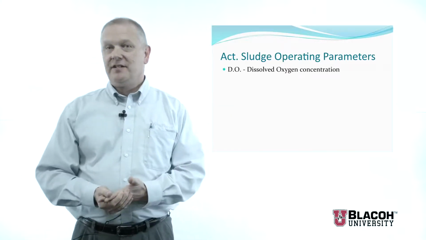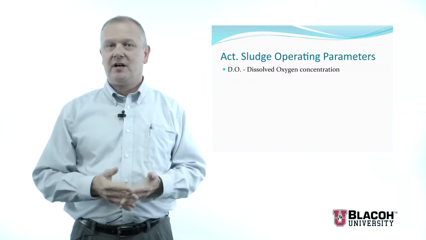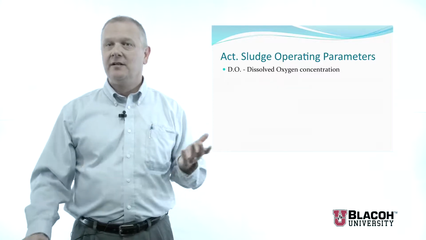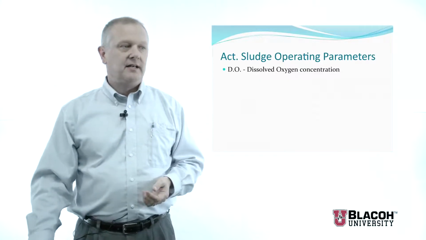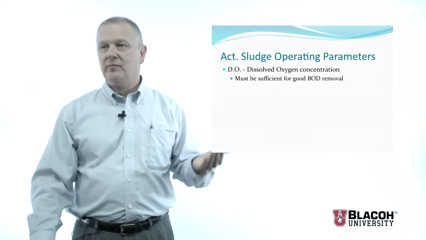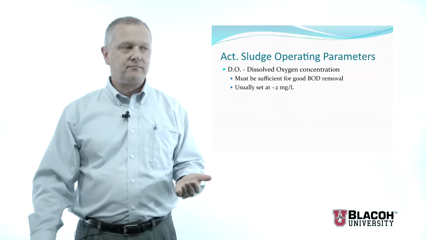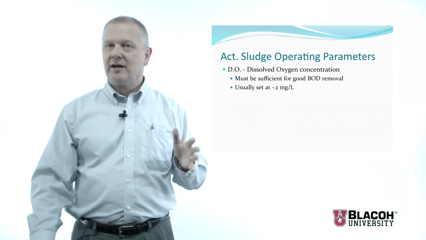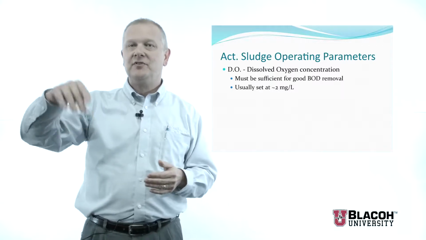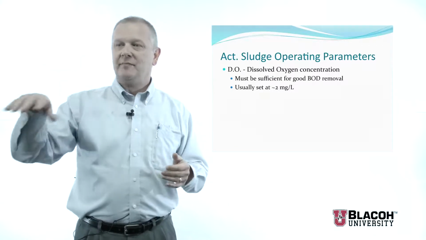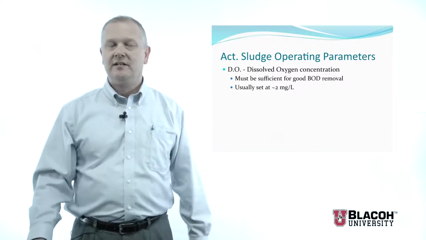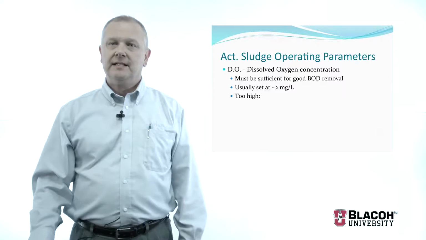Dissolved oxygen concentration. This is obviously critical. As I've talked about, these microorganisms respire and they need the oxygen dissolved in the water to work correctly. It has to be sufficient to really degrade all the organic matter, or BOD, in the waste. Usually we set it at about 2 milligrams per liter. So we have an oxygen sensor in the aeration basin at all times, and we keep the level in that basin at about 2 milligrams per liter.